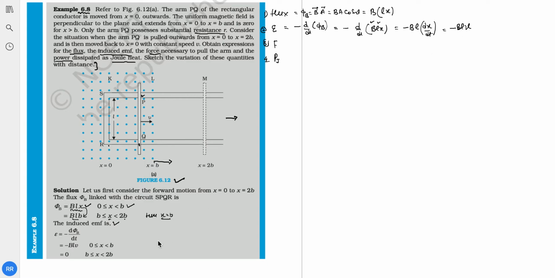For what? For x between 0 and b. And when x is equal to b, then there is no change in flux because the change in x is equal to 0. At point b, when x is equal to b, जब x b हो जाता है तो d phi upon dt is equal to 0, because it will become constant at that, and after that there is no magnetic field at all. So EMF will become 0 at this point, right?